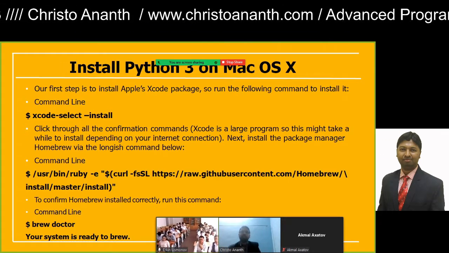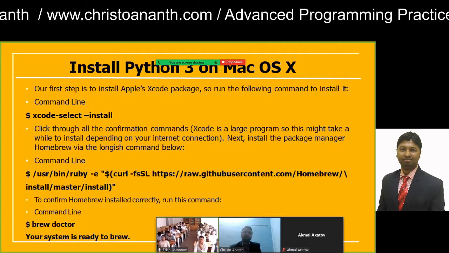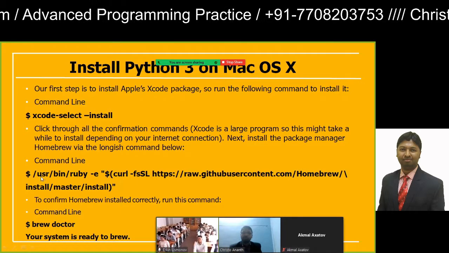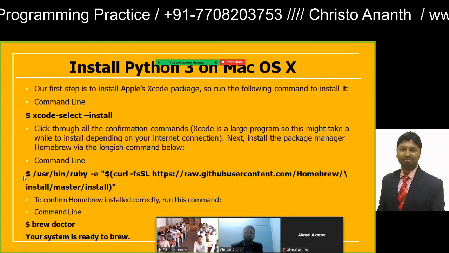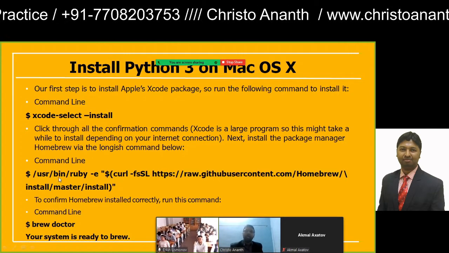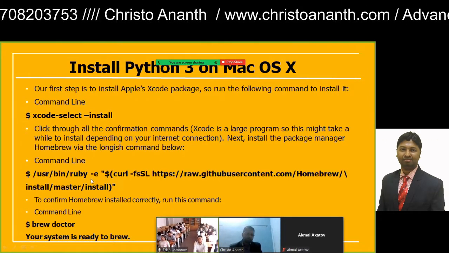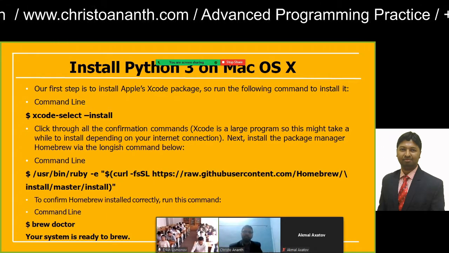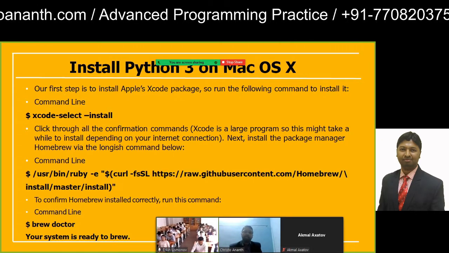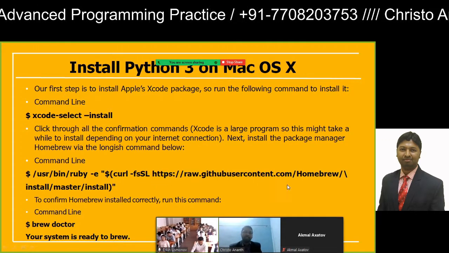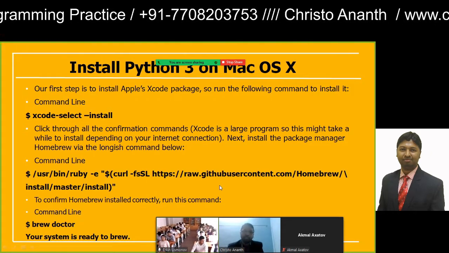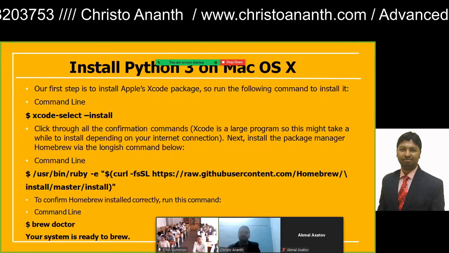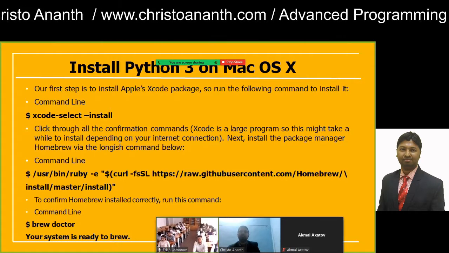And in that, you have to install the package manager called Homebrew via a very long command. For example, you access /usr/bin/ruby, then -e, followed with a double quote, $(curl -fsSL https://...). You are going to get access to a website, githubusercontent.com, where you get access to Homebrew, and then you go for the install master version, and then the install version.